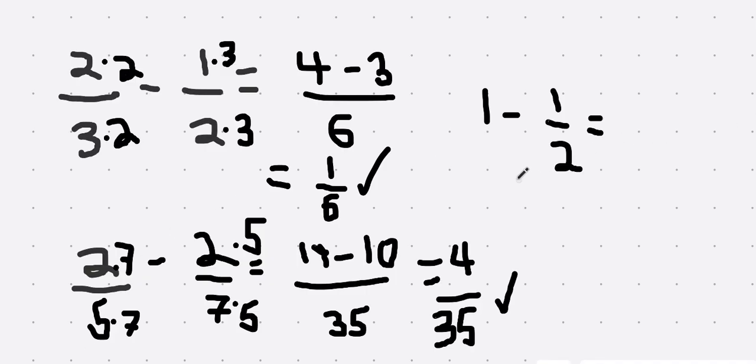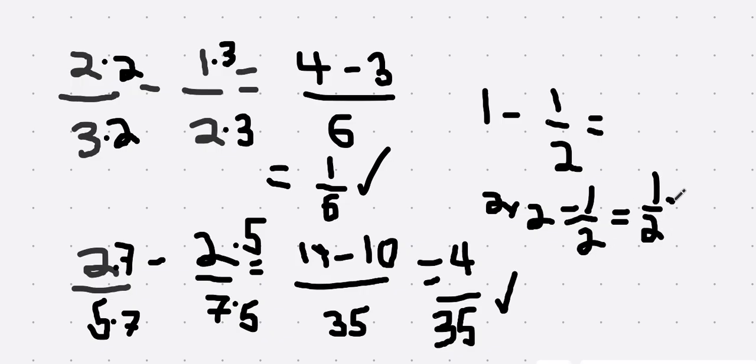1 minus 1/2. This one's easier as we just write this as base 2. Remember, everything divided by itself is 1, so 1 is the same as 2 divided by 2. This is the same as 2 over 2 minus 1 over 2, which is equal to 1 over 2. And that's your answer for the short one.